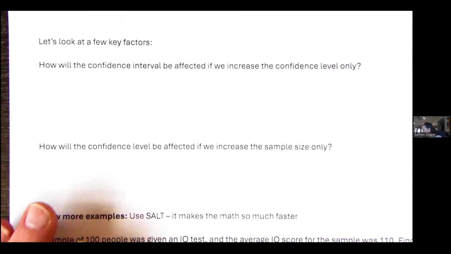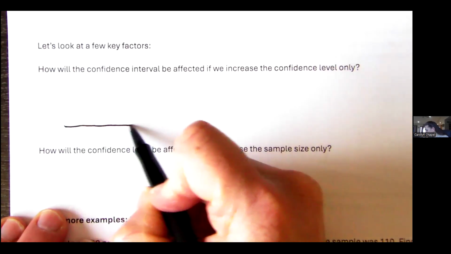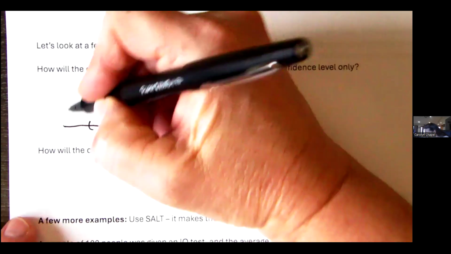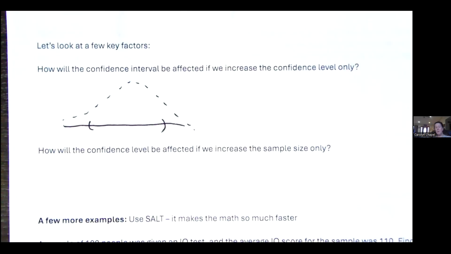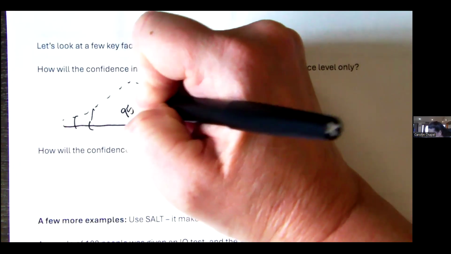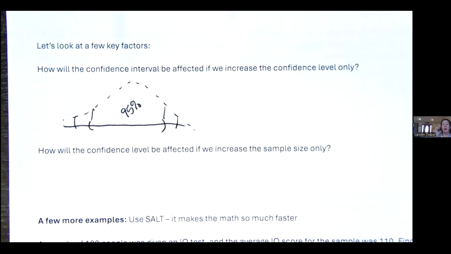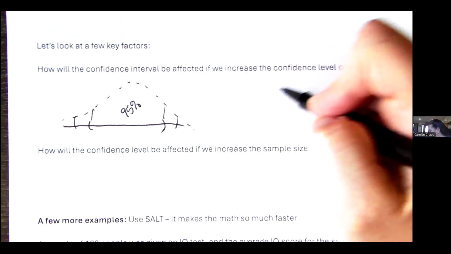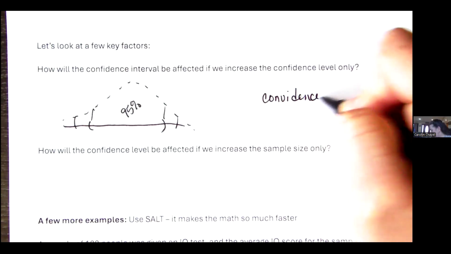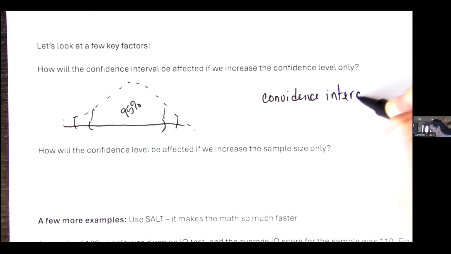Okay, so if we had our interval, remembering our interval represents 95%, and we had a curve up here, and we want to become more confident, so we're going to get more area. So we're going to go from like 95 to 99. We have to go out to get more area. So the confidence interval will increase.